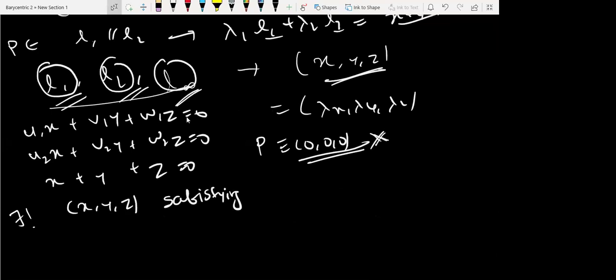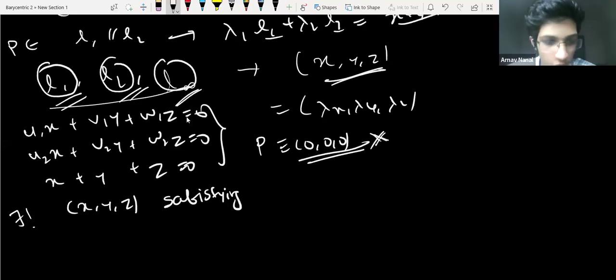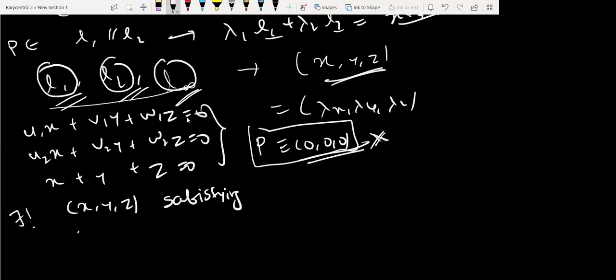Satisfying this thing, that'll be 0, 0, 0. Yes, it has to be 0, 0, 0 because even scaling should not work. But we do not include this point. Oh, okay, got it.